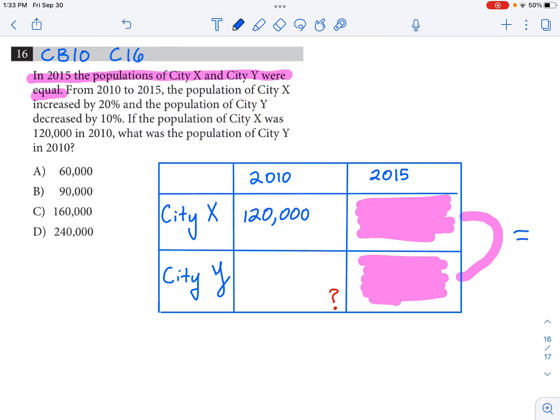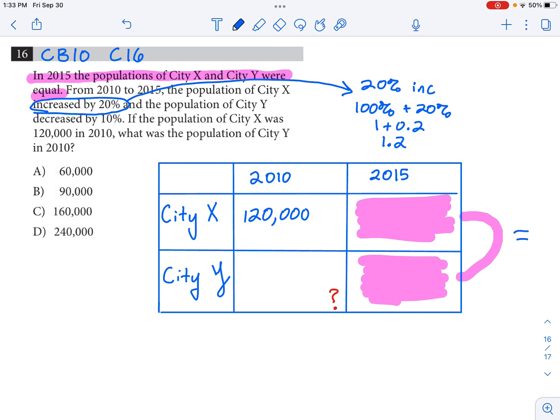All right, so let's use all the various pieces of information that we're given. First of all, I know how to get from 2010 to 2015 for city X because they tell us that city X's population increases by 20% over that 5-year period. Now, a 20% increase is the same as saying that after the 5-year period, we're going to have 100% of our previous population plus 20% more. Or if we're going to do this as decimals, it would be 1 plus 0.2, 1.2. We have 1.2 times more people in 2015 compared to 2010.